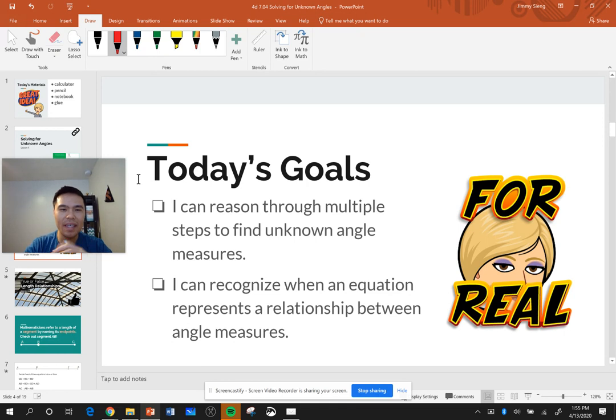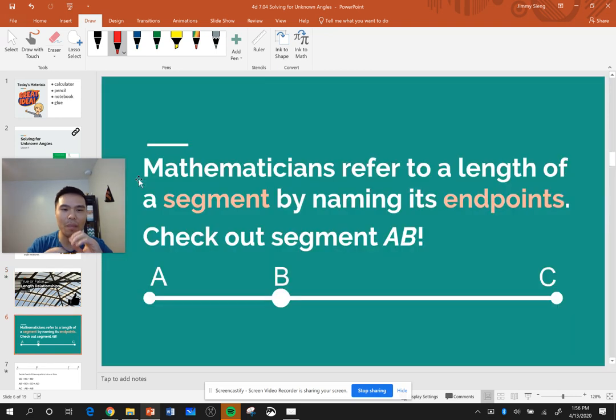She's for real today. You'll be able to reason through multiple steps to find unknown angle measures and then recognize when an equation represents a relationship between angle measures, okay? So we're going to start looking at shapes and find what's missing in those angles and also get some equations from it, okay? Let's go ahead and get a warm up.